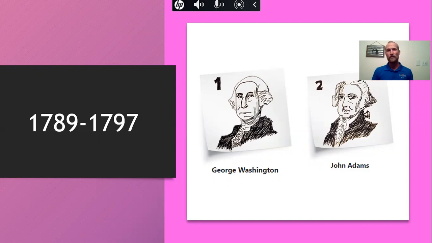So the U.S. Constitution was written in 1787, was ratified or approved the following year in 1788. And when our country took hold in 1789, our first president, George Washington, took office for 2 terms, and his vice president was John Adams, who would later become our second president.